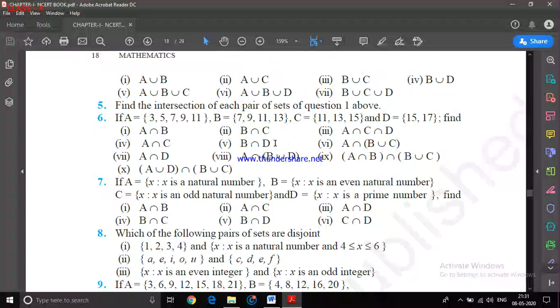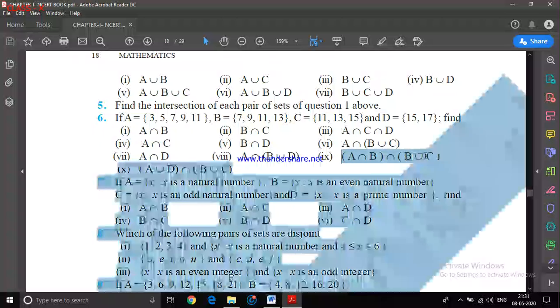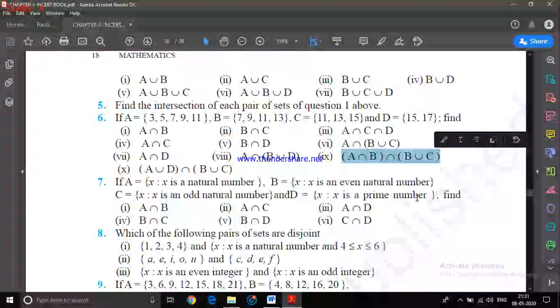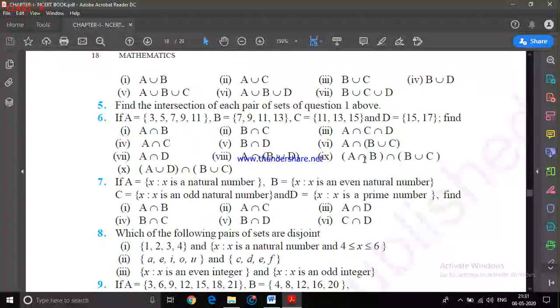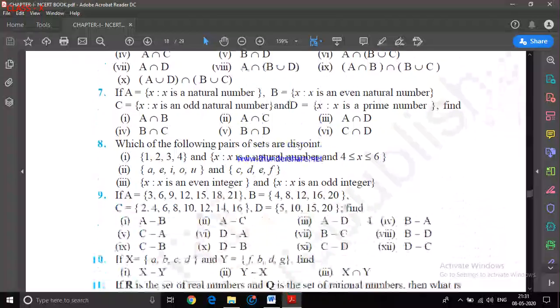Okay, now when you have the questions, for example this one, to solve such type of questions, what you do is, first you find A intersection B. A intersection B, I get it as 7, 9, 11. Then you find B union C. B union C is 7, 9, 11, 13, 15. Then because intersection is there between the two, the common elements, I think 7, 9, 11, will come. Okay, so like that you have to find out the answers.